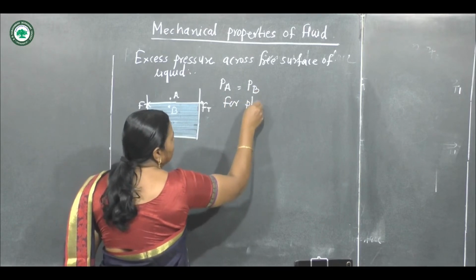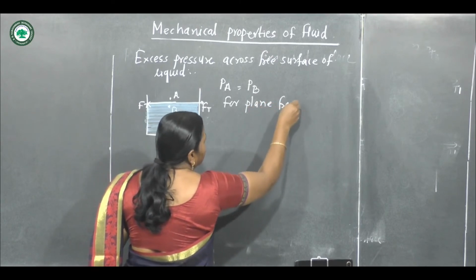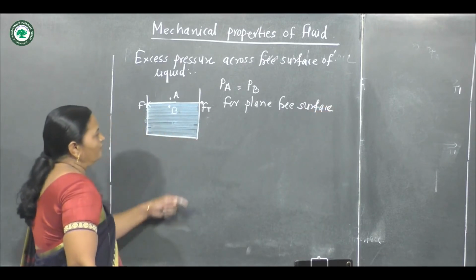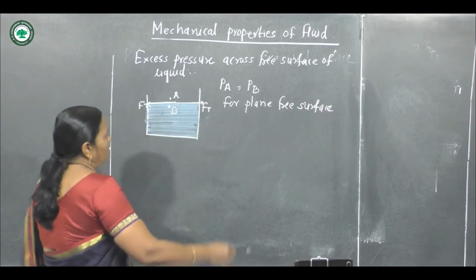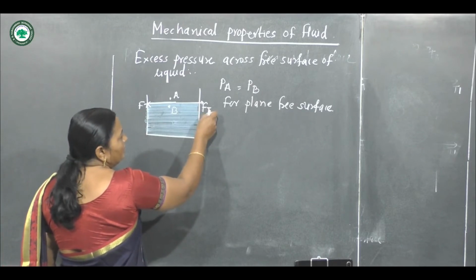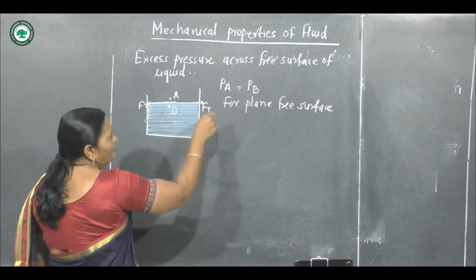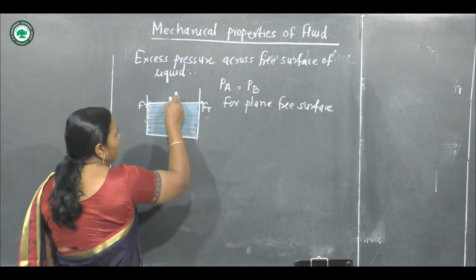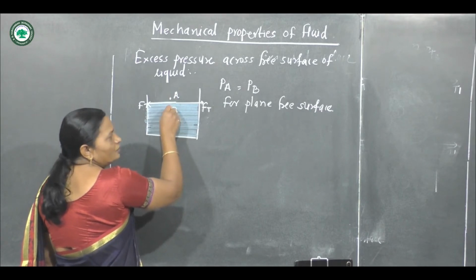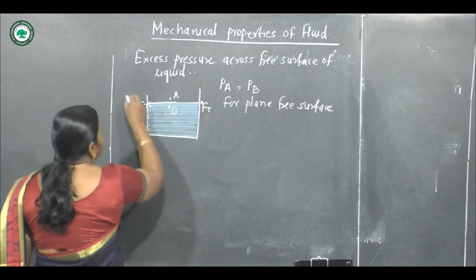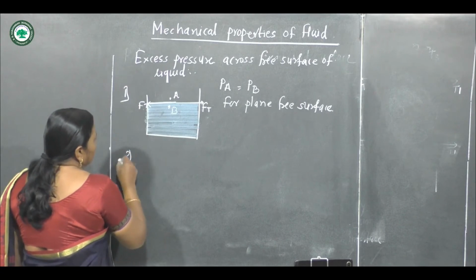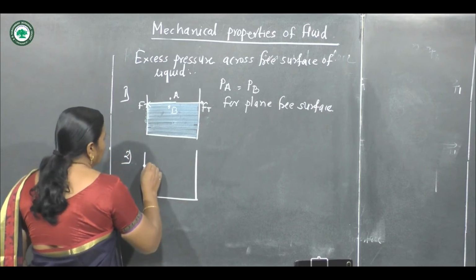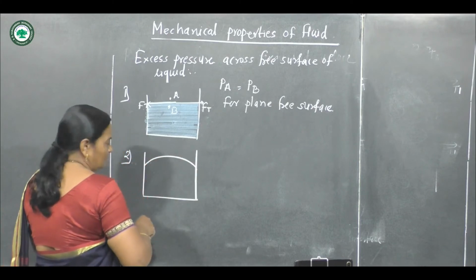In case of the plane free surface, the forces of surface tension are equal and opposite, therefore the pressure is the same, there is no pressure difference, that is, pressure at point A is equal to pressure at point B. Now in the second case, suppose we consider the liquid surface, it is like this convex surface.